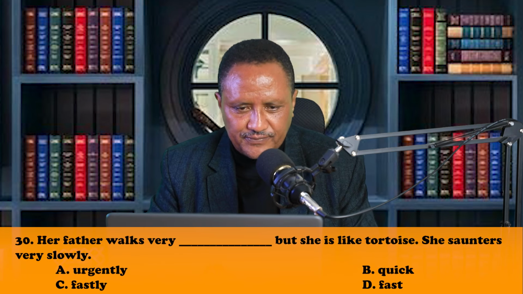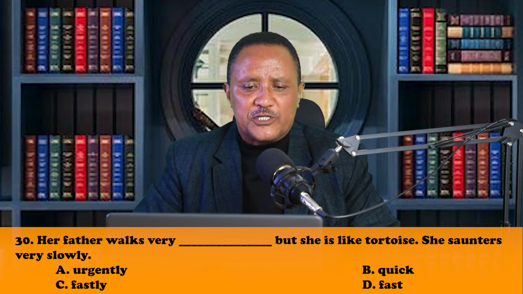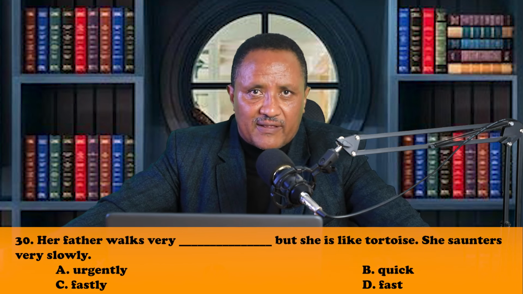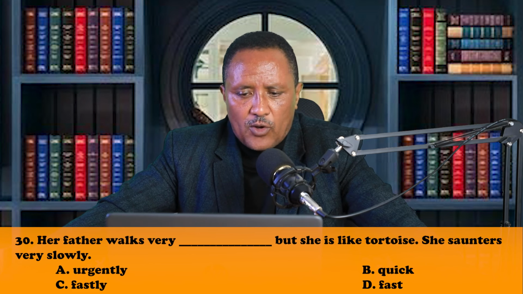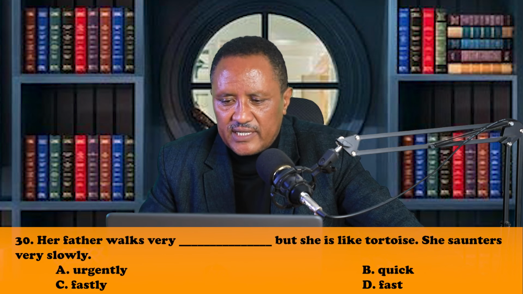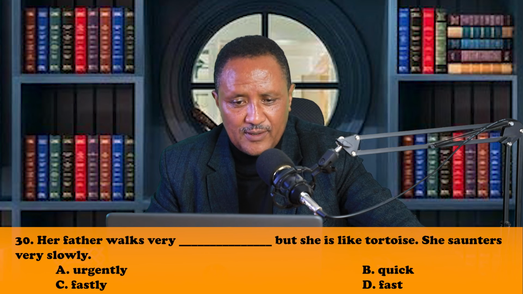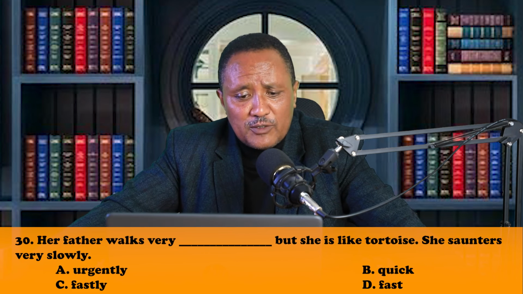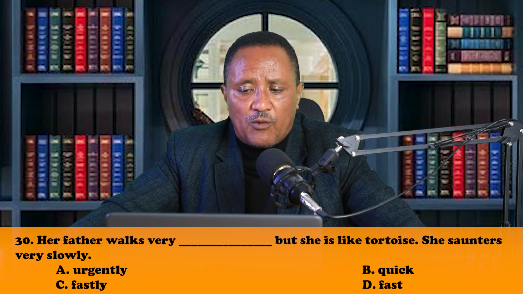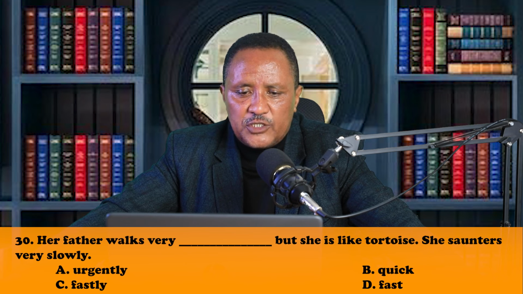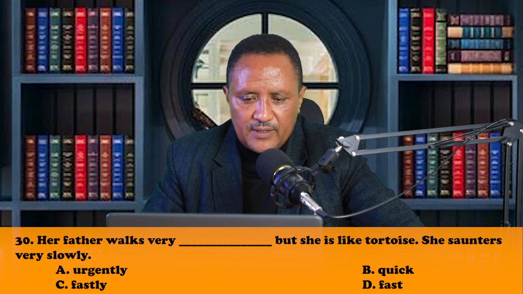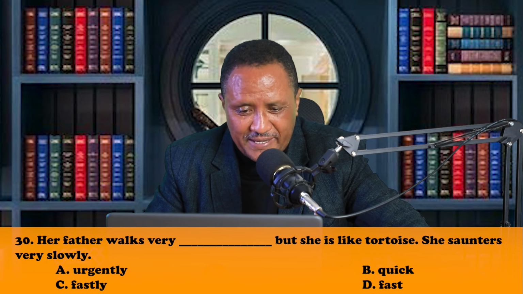Now class, let's go to question number 30. Okay? This question reads like this. Her father walks very blank, but she's like a tortoise. She saunters very slowly. Look, from this sentence, what you can understand is that the two ideas, the way the father walks and the way she walks, are totally different, or are totally at a different pace.